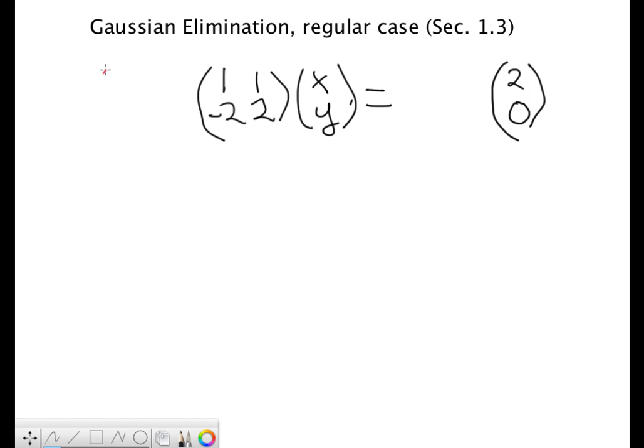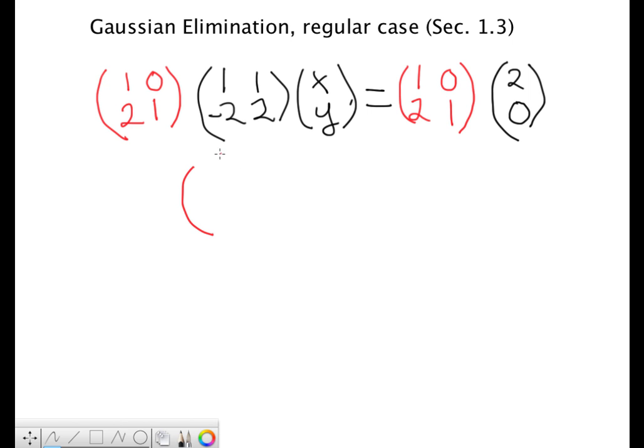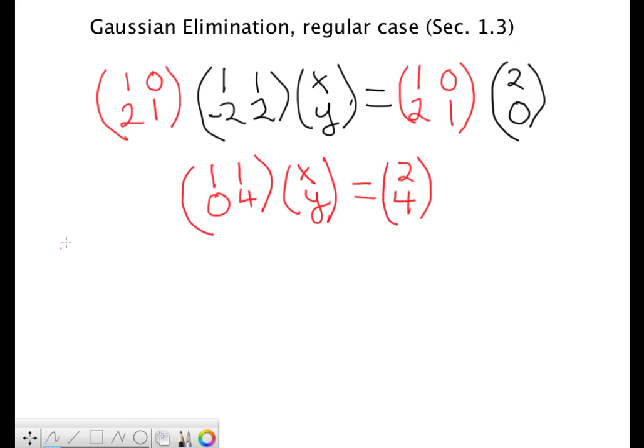And in the language that we're talking about, we're going to multiply on the left by the matrix [1, 0; 2, 1]. And in order to keep things legitimate, you have to multiply both sides on the left by the same thing. And after you do that, you have this equation: [1, 1; 0, 4] is equal to [2; 4]. And that's our upper triangular equation, which we know how to solve.